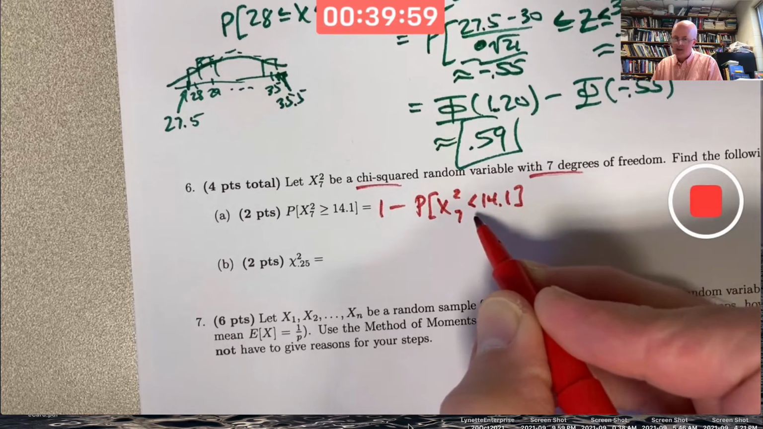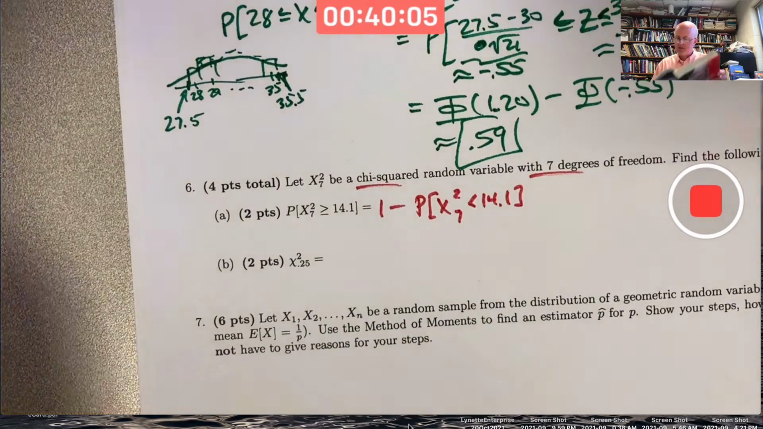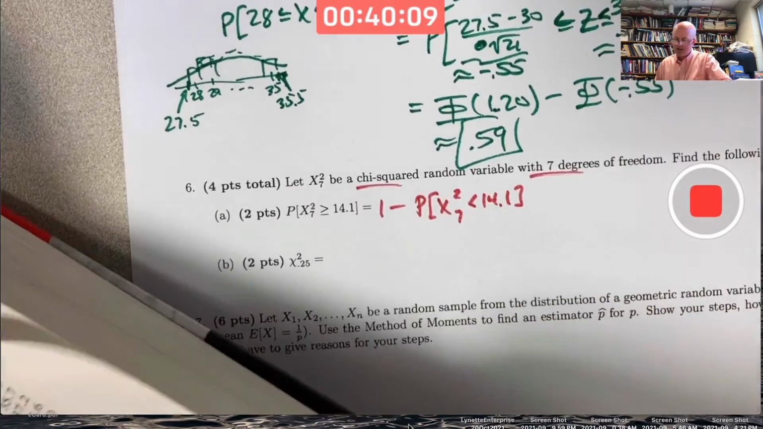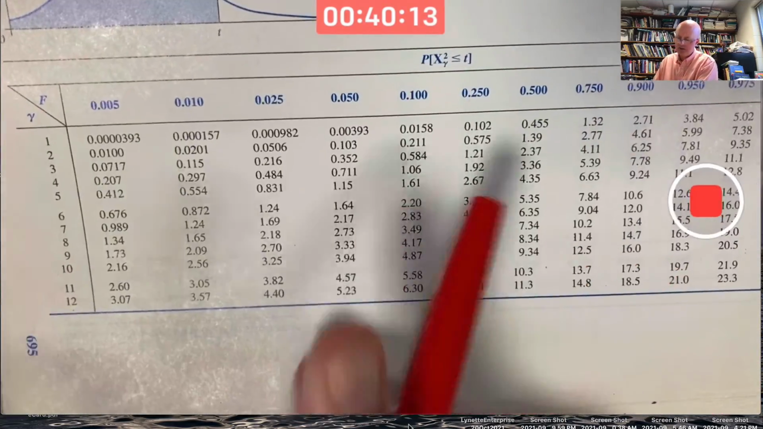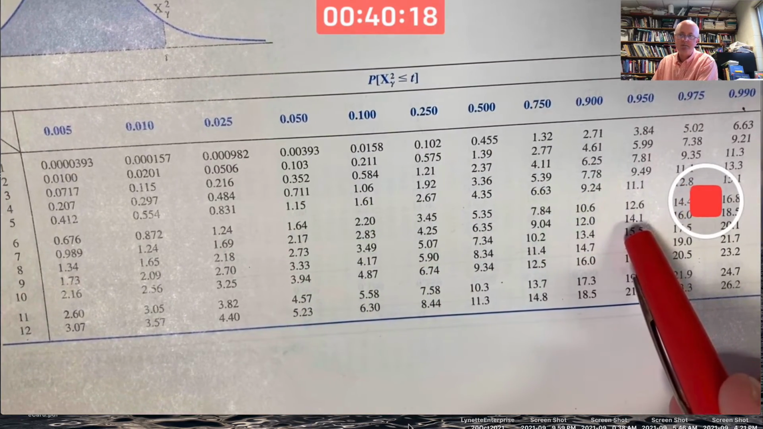And since it's continuous, I can put a strict less than or a less than or equal to there. And I'm just going to use a table for this one. It is on the calculator. Well, maybe I should do it both ways. For a table with 7 degrees of freedom, my table looks like this. 7 degrees of freedom. The 14.1 I did pick special to be on the table.